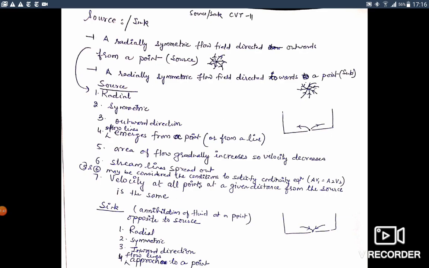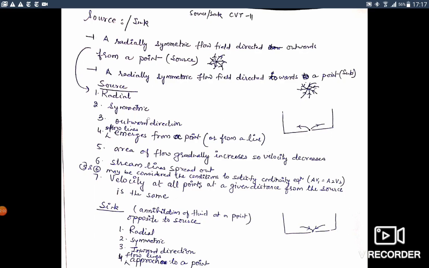So what are the properties of source and sink? First of all, this is radial. That means the fluid comes out in radial direction. This is a very important point. Neither does the fluid go axially nor does it travel transversely. Rather, it travels only in the radial direction.